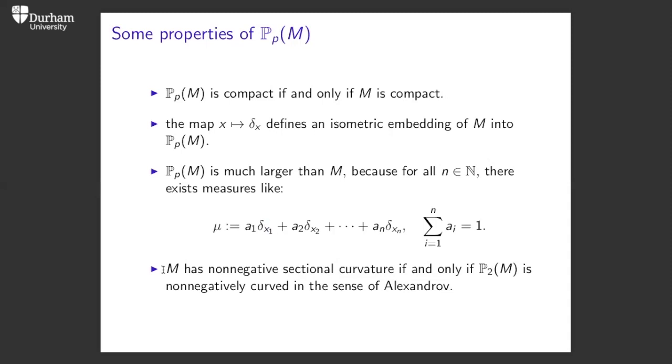And well, finally, some geometric property. If my manifold has non-negative sectional curvature, then the Wasserstein space for the exponent p equals 2 is also non-negatively curved in the sense of Alexandrov. That means taking comparison triangles.